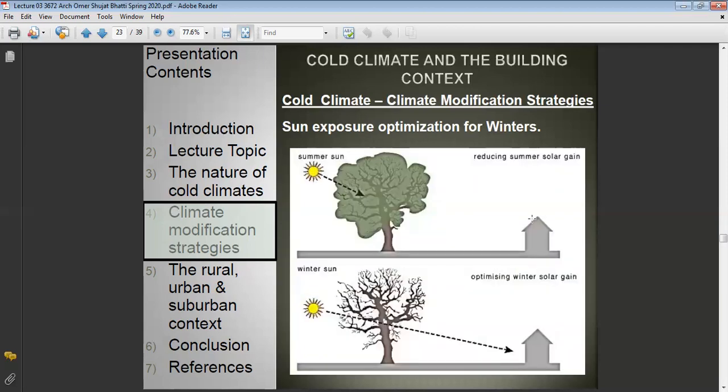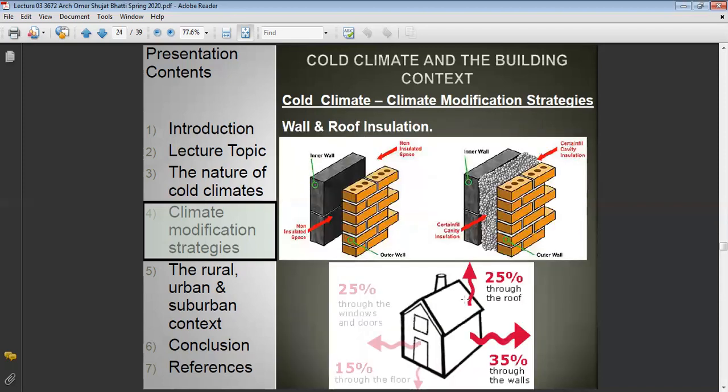Summer and winter suns, as already explored, can be managed with the help of deciduous trees. In the winters, they are not going to have leaves on them, so they allow sunlight to pass through to the structure, whereas in the summers, they have a lot of leaves and a whole canopy, so they block the summer sun from penetrating.